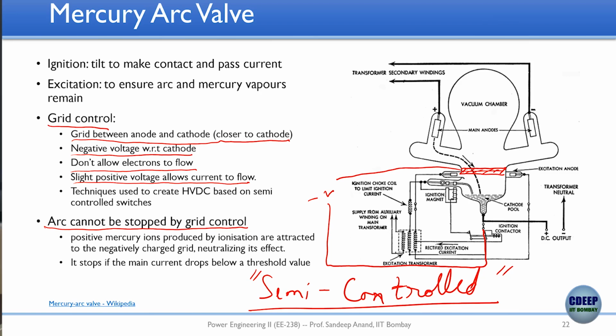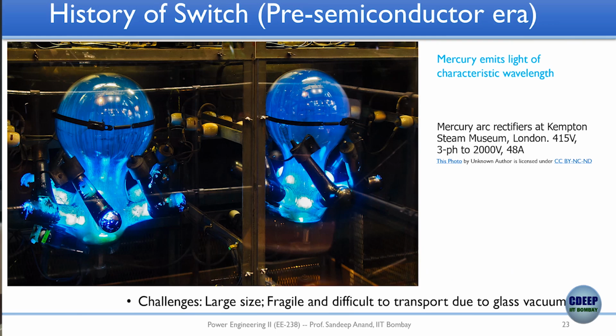I have a picture which shows you that. So this is how it looks when it is on. Because if there's an arc, it will glow and emit some light of certain wavelengths. This is the characteristic wavelength of mercury. So you would see this kind of light coming out of it. This is a picture which I took from the internet.